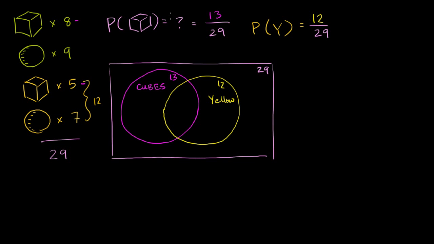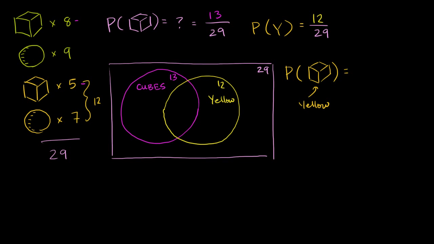Now let's ask something a little bit more interesting. What is the probability of getting a yellow cube? So I'll put it in yellow. So we care about the color now. So this thing is yellow. What is the probability of, or as my son would say, lello. What is the probability of getting a yellow cube?